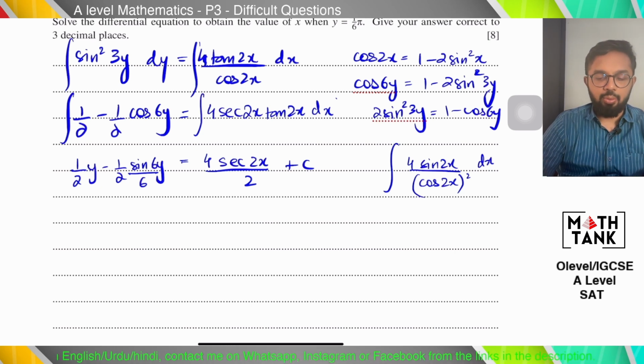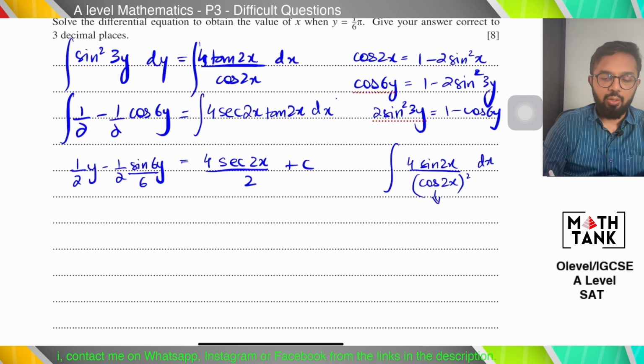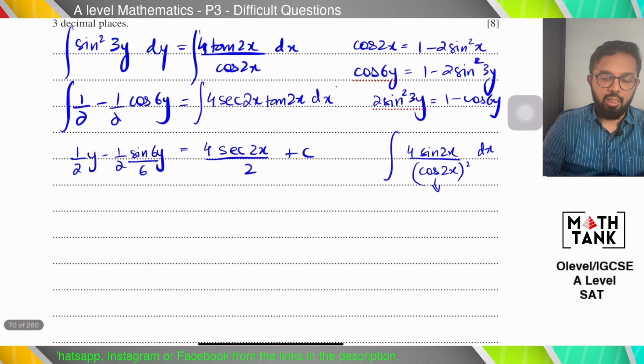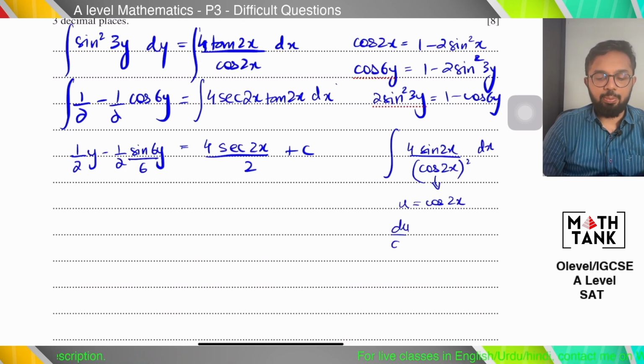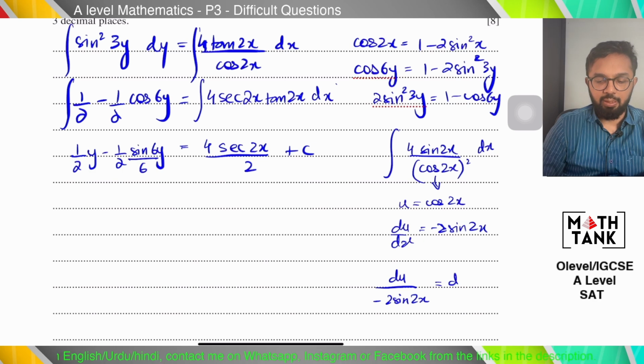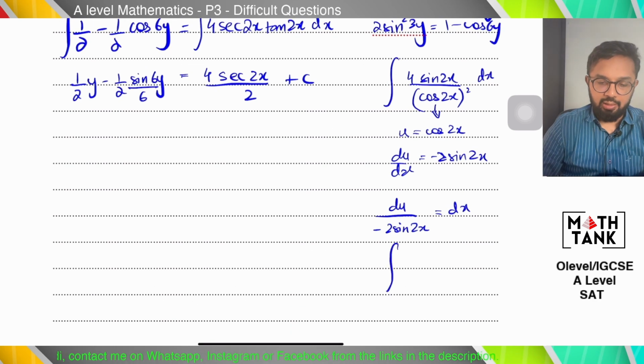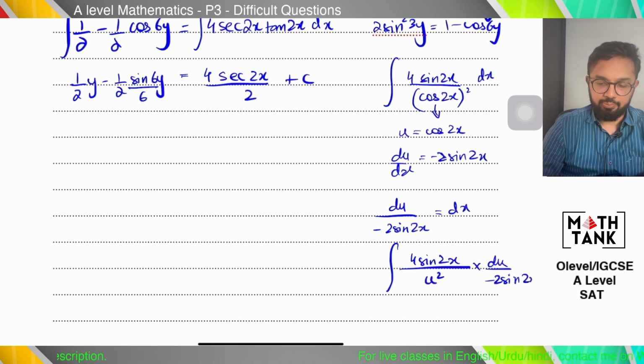Substitution is technically taking you in the reverse order. If you notice, the differential of cos 2x is there in the numerator. So what if I take a substitution myself and say that u equals cos 2x? Then du over dx would be minus 2 sine 2x, and dx would be du over minus 2 sine 2x. So what do I get then? If I do the substitution, I get u squared here and du over minus 2 sine 2x here.